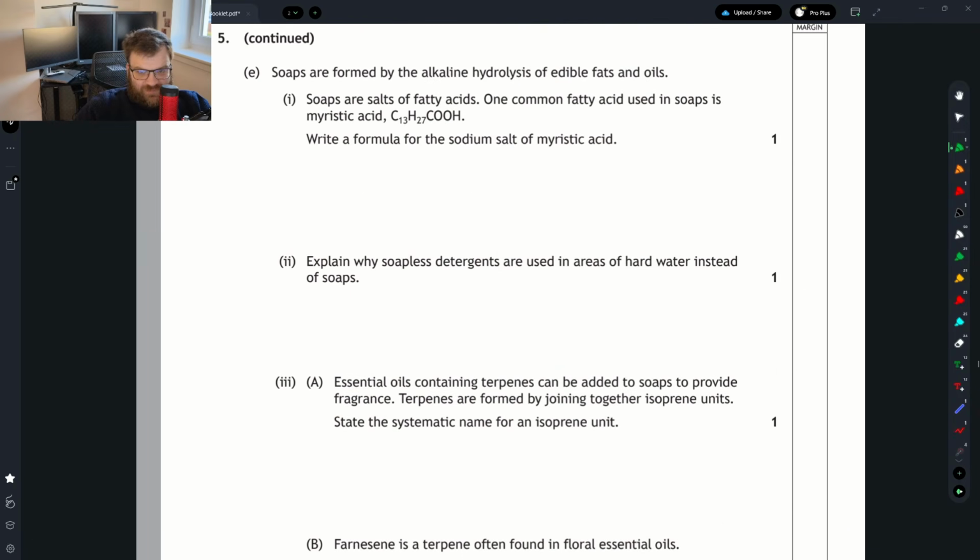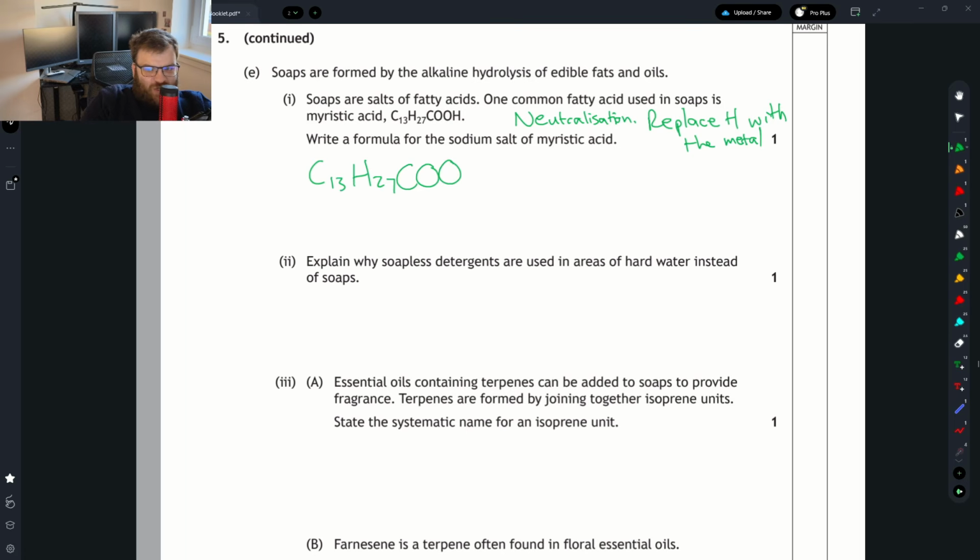Next one, here we're making salts, so this is a neutralization. And you want to replace hydrogen with metal. So it's the hydrogen of the carboxylic acid group. So the beginning bit will just be the same.